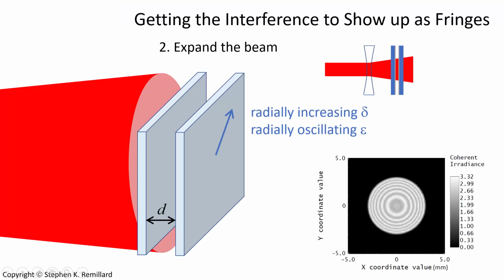A second way to see interference fringes is to ensure that the beam is not collimated. That way, every piece of the beam is striking the mirror at a slightly different angle. And again, you have this spatially dependent delta. It increases radially as you move out from the center. A series of radial interference fringes, or circular interference fringes. And that's the famous bullseye pattern. And for that, you can watch my video on getting a bullseye pattern with a micro Michelson interferometer.